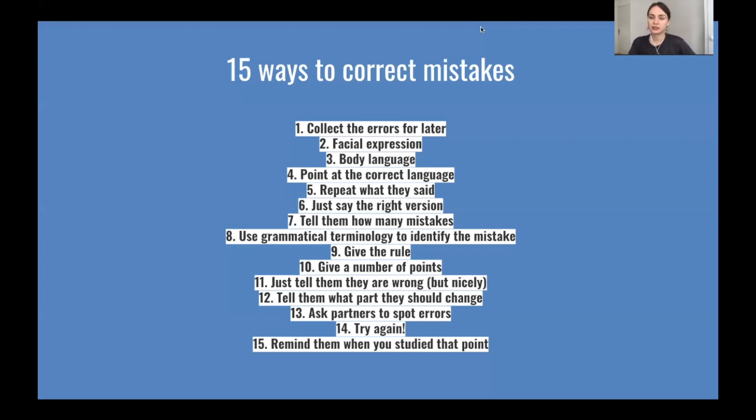Next one is facial expression. You can use eyebrows. You can be angry and show your student, no, this is a mistake. Or you can use body language. You can use gestures. You can show your student a gesture like this when your student needs to use the past, but he says a sentence in the present, or the opposite like this in the future. Or you can show something like this again to your student to show that there is a mistake here. And when the student sees it, he thinks, aha, I made a mistake, so I need to correct it.